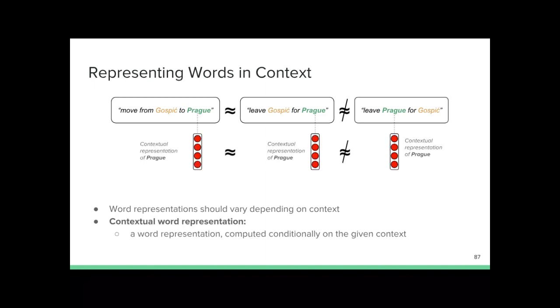So what we need is essentially some kind of contextual word representation that has a different representation for this Prague than for this Prague, but a similar representation for this Prague and this Prague.